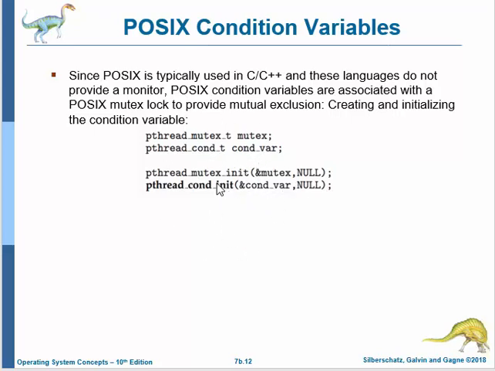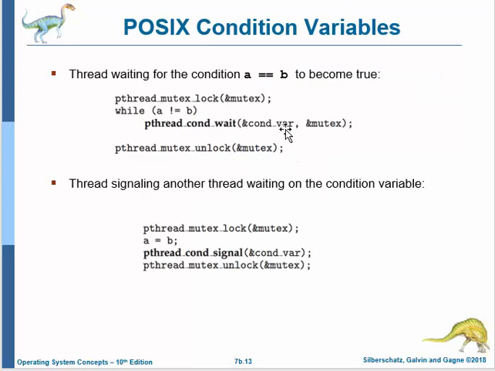The pthread_cond_wait function that we can see here is used for waiting on a condition variable. And the following code illustrates how a thread can wait for the condition where a will be equal to b to become true using a pthread condition variable.